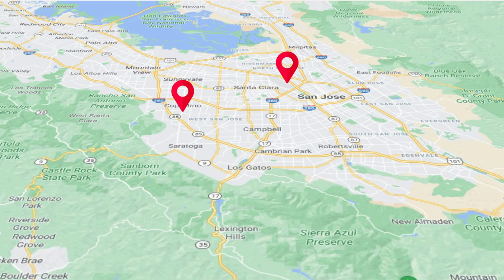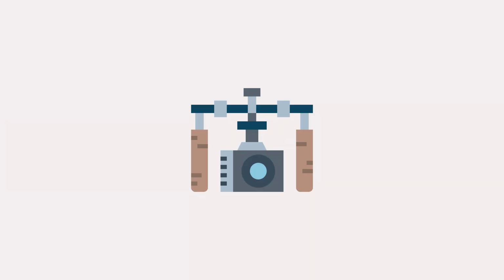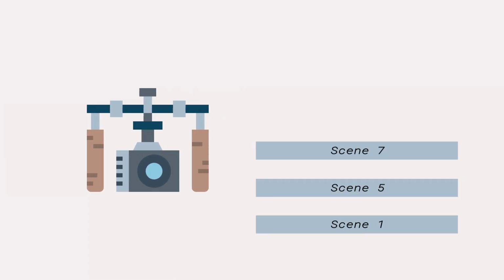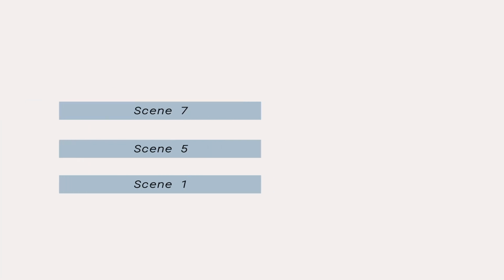If you have 2 locations, shoot everything from location 1 on one day and location 2 on another. That way you won't waste time with packing up and unloading for a company move. If you have a special piece of equipment that's only available for one day, group all the scenes that require that piece of equipment and film them on that day.